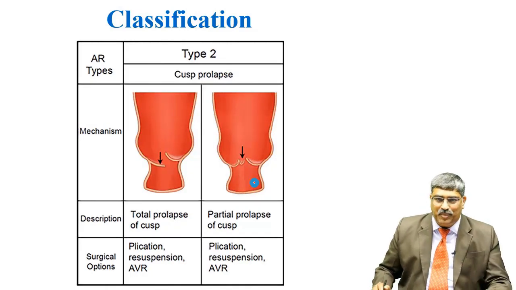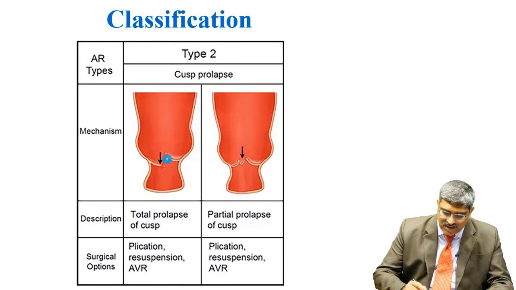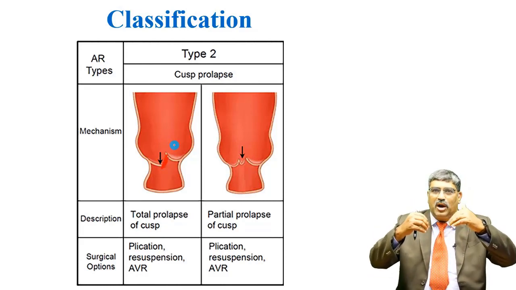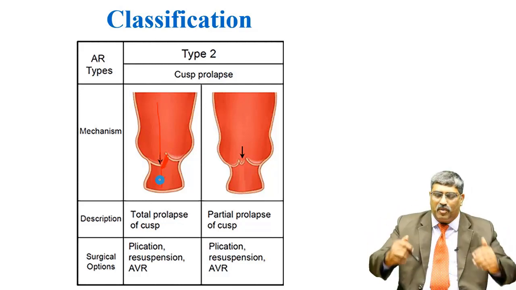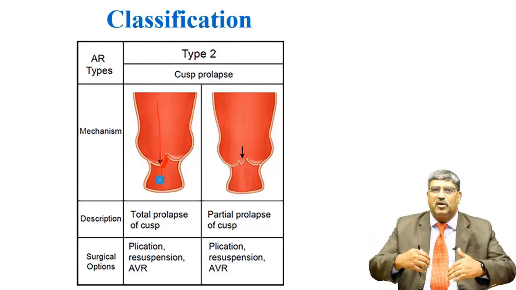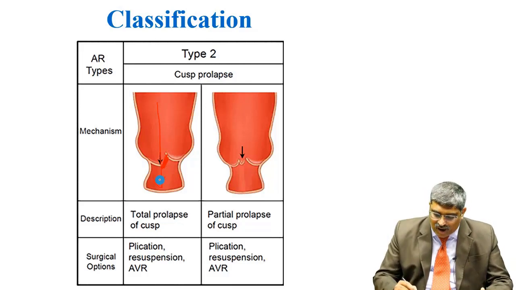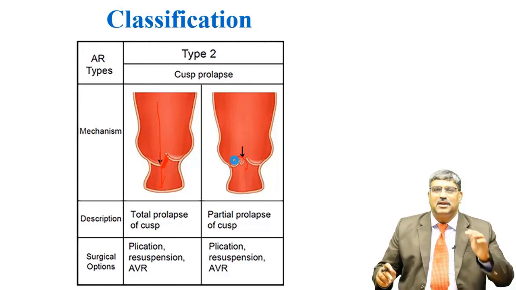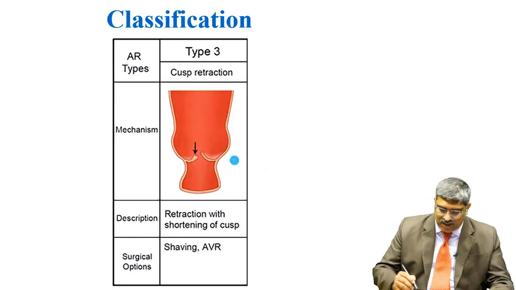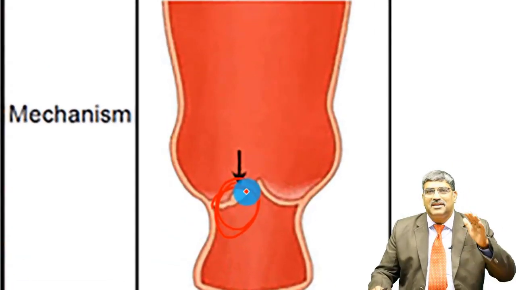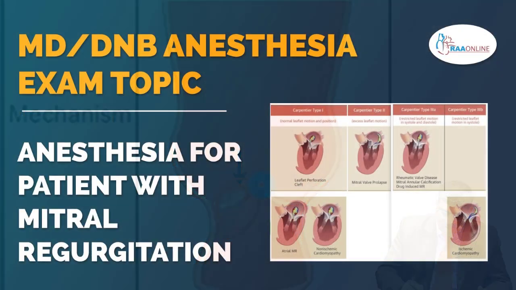Coming to type 2, here you can see the cusp is totally prolapsed, so they don't approximate properly. Because it is not approximating properly, the blood from the aorta goes back into the left ventricle, or it can be a partial cusp prolapse. This is type 2. Coming to type 3, here the cusp is retracted and shortened.